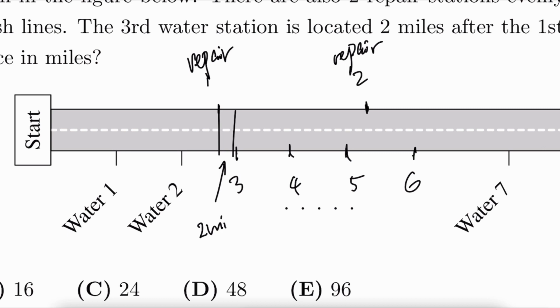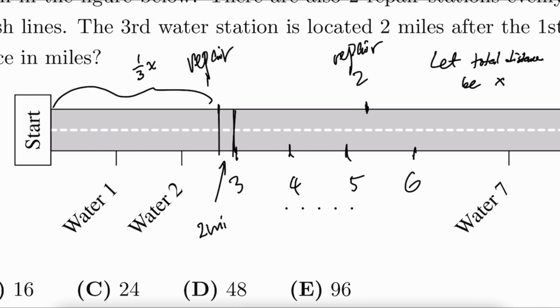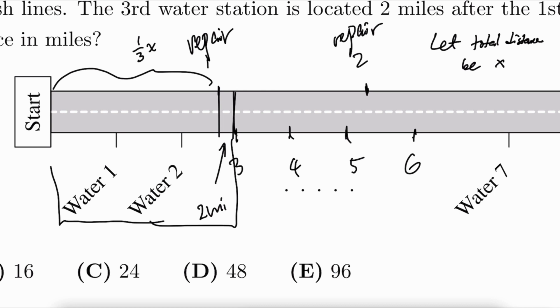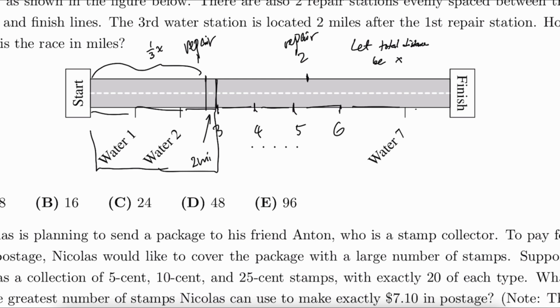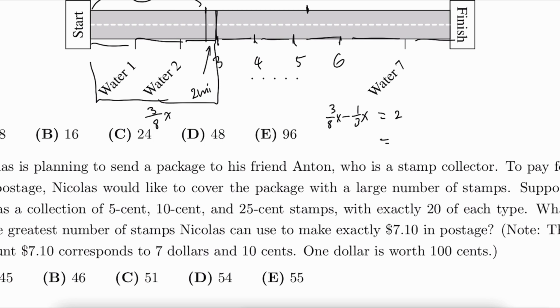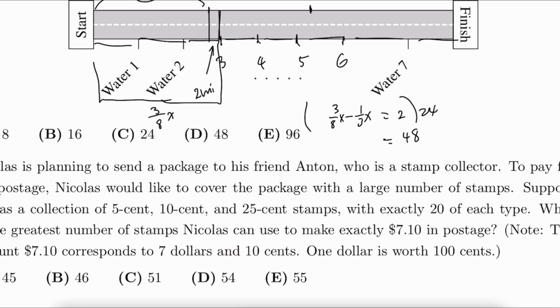Let's just say this is going to be a third of the total distance. Let the total distance be x. Then this over here is going to be, careful here, not over 7, because there are actually 4, 5, 6, 7, 8 gaps. 8, that is 3 over 8 x. So 3/8 x minus a third of x is equal to 2. Multiplying by 24 on both sides, 48 is equal to 9x minus 8x. So x is equal to 48, which is our answer choice D for number 13.